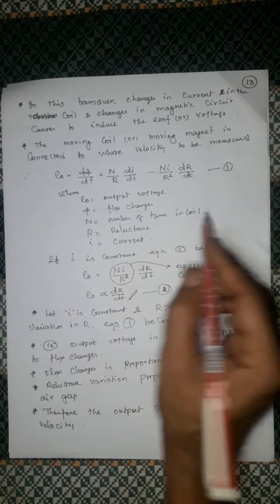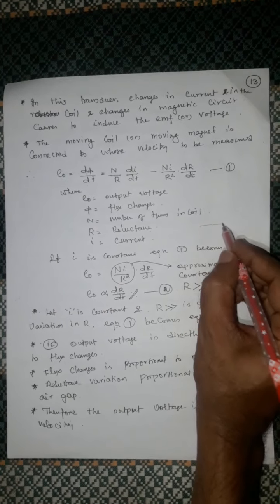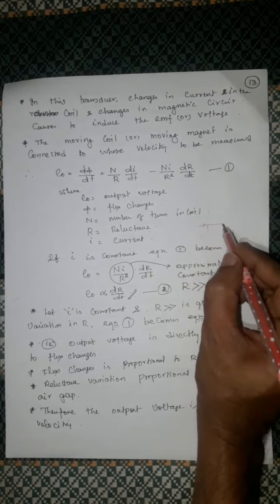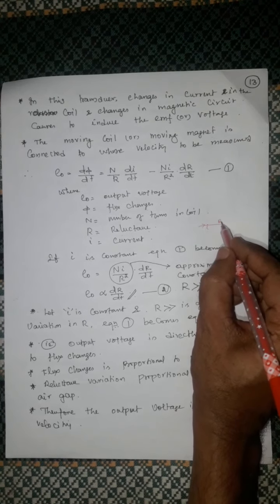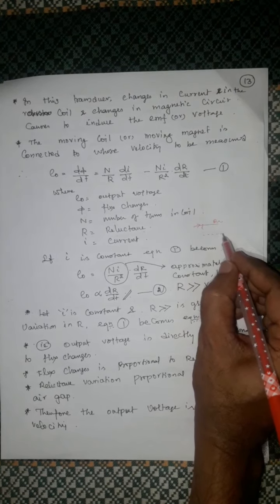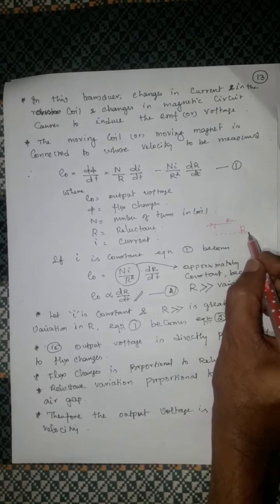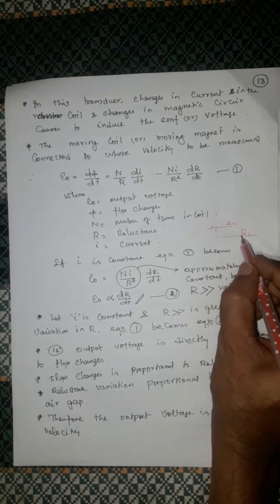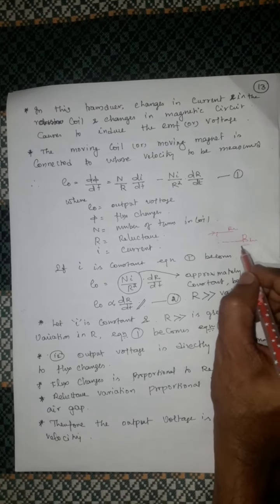What is called a reluctance? In a circuit, when the current i is flowing, r is the resistance. Similarly, in a magnetic circuit, capital R is the reluctance, that is, the magnetic resistance is called the reluctance.